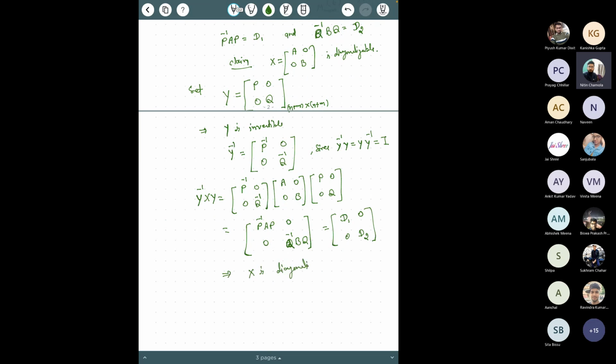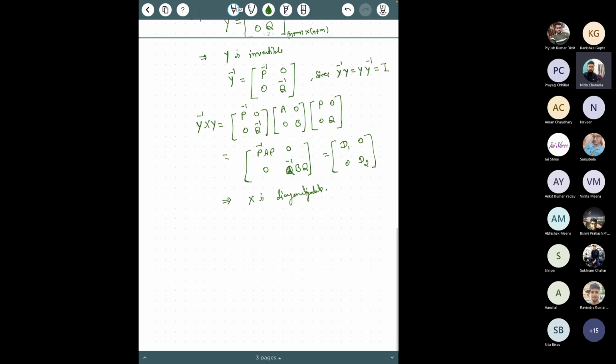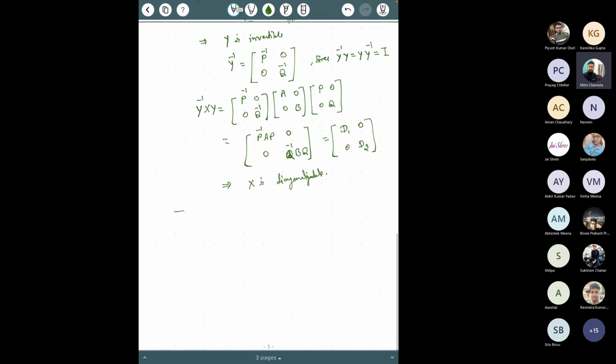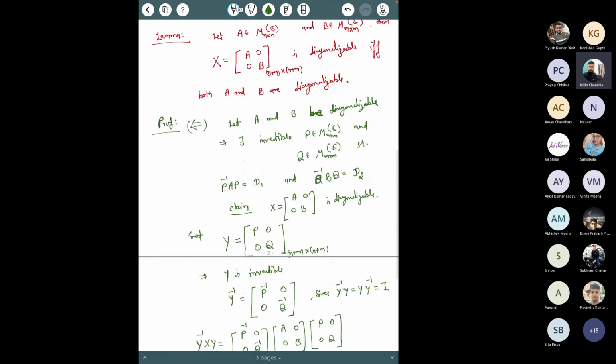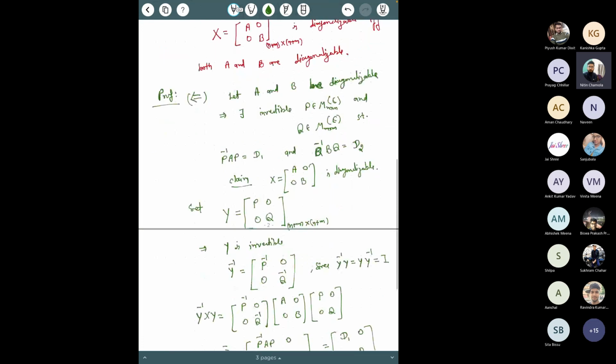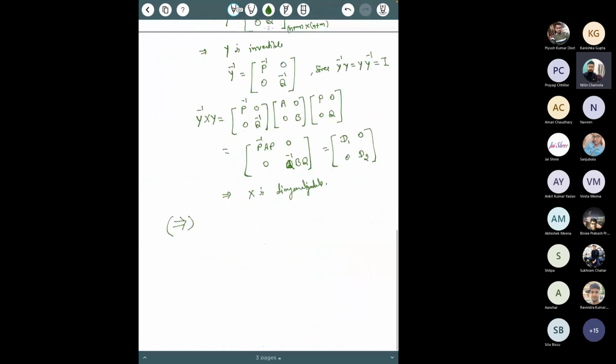So one side is relatively easy. Now how about the converse, the if direction? We have proved the only if direction, so we have to prove the other. So conversely, let X be of this form and diagonalizable.